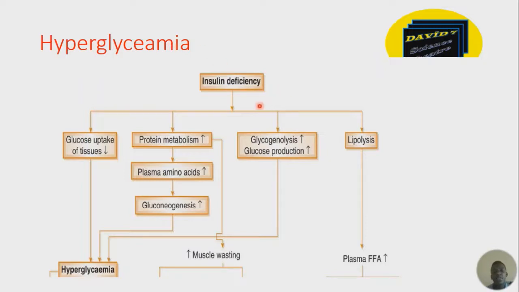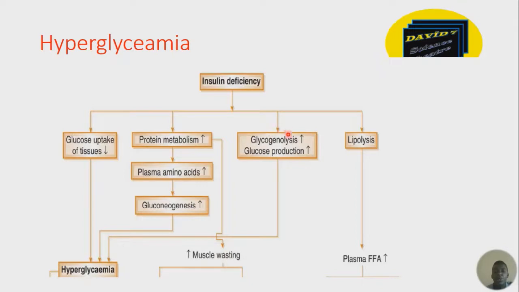When there is insulin deficiency, glucose uptake by tissues reduces. How is it caused? When there is insulin deficiency, uptake of glucose by tissues reduces. That is one. Two, protein metabolism increases. Plasma amino acids increase and gluconeogenesis increases when there is insulin deficiency. But the increase in protein catabolism will cause muscle wasting.